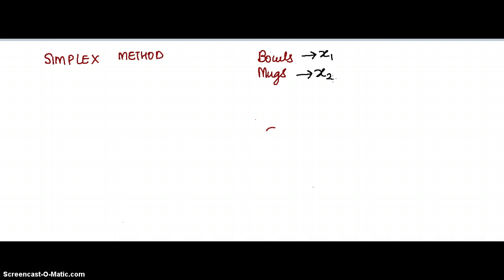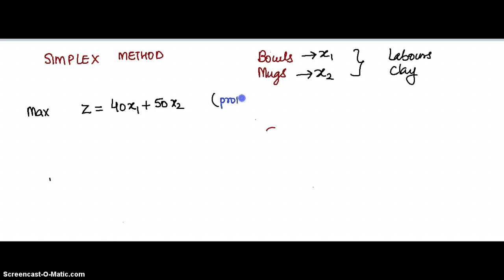variable x2. These two things are manufactured by using labor hours and clay, which is the material to manufacture the bowls and mugs. So this LPP can be formulated as: maximize Z equal to 40x1 plus 50x2, which represents nothing but the profit, since we have to maximize it. It is subject to the constraints.